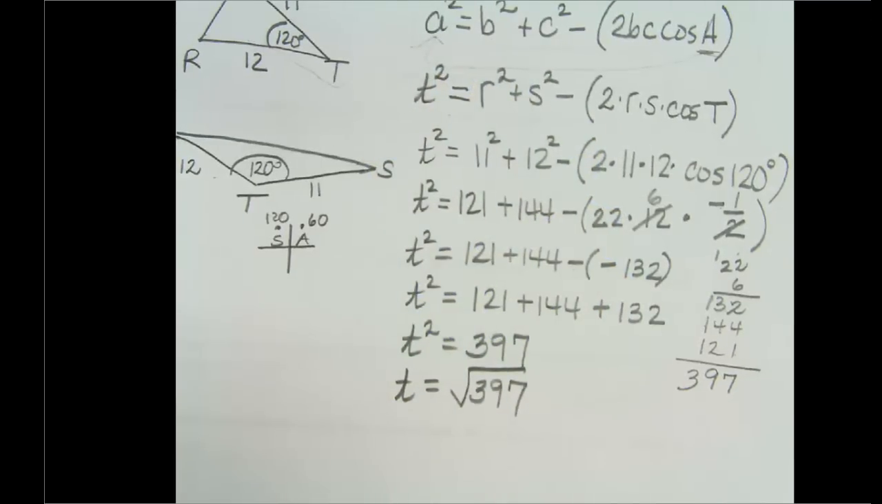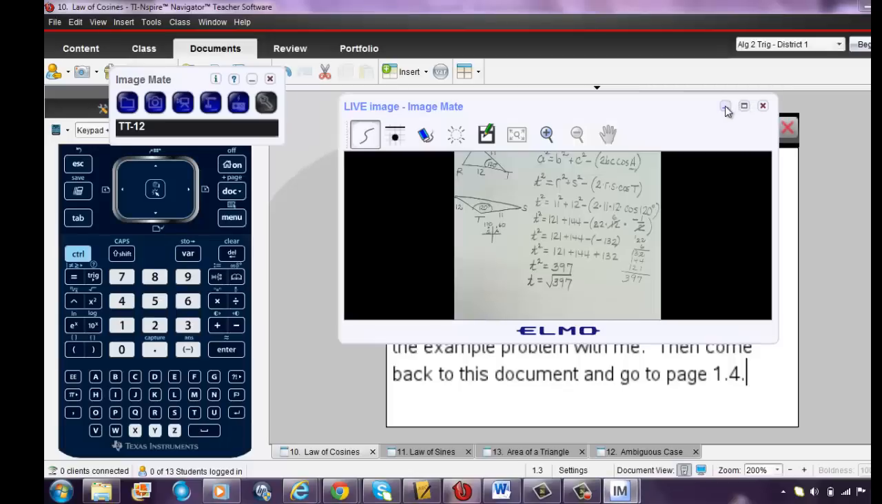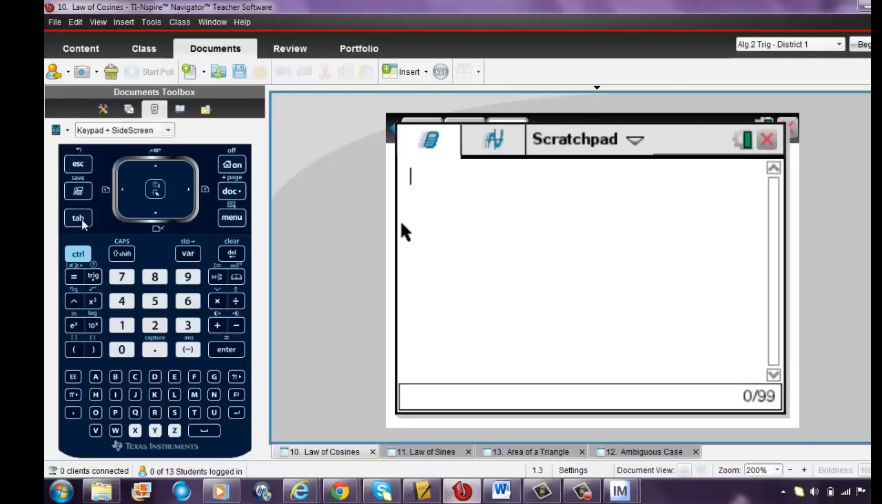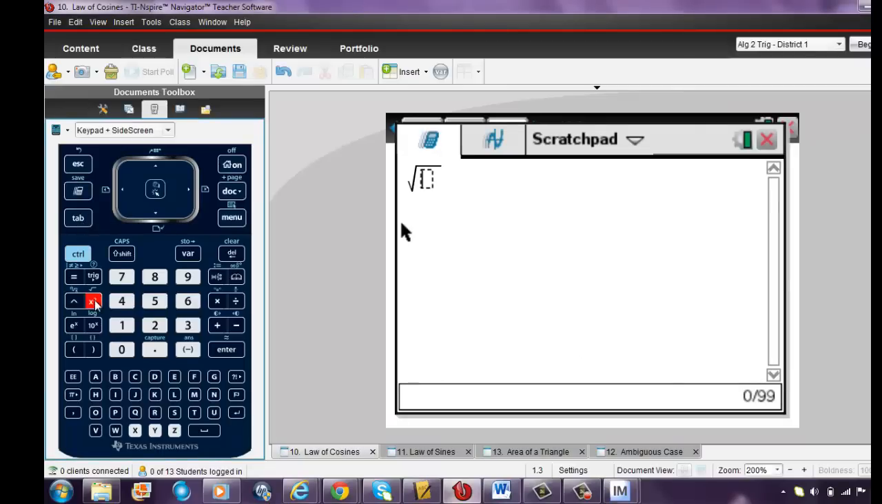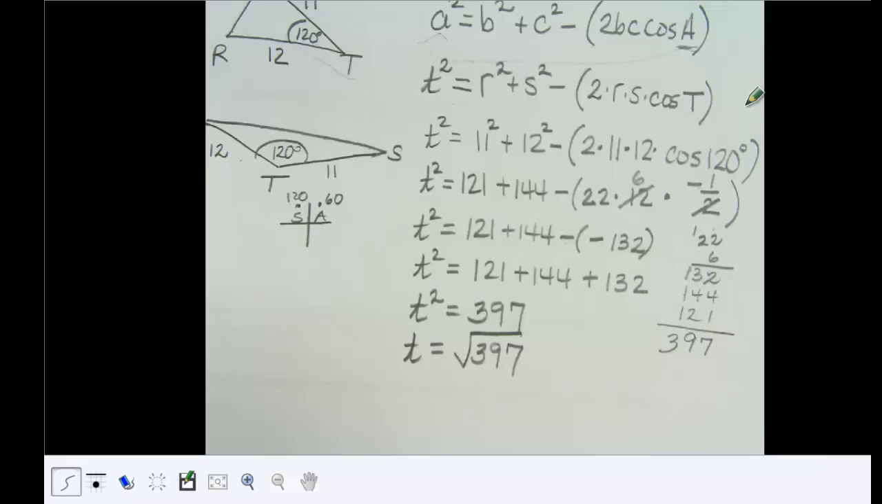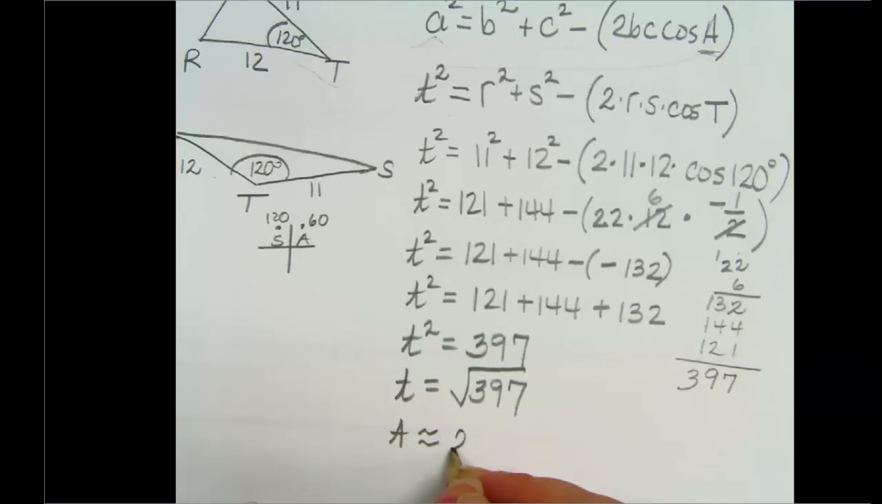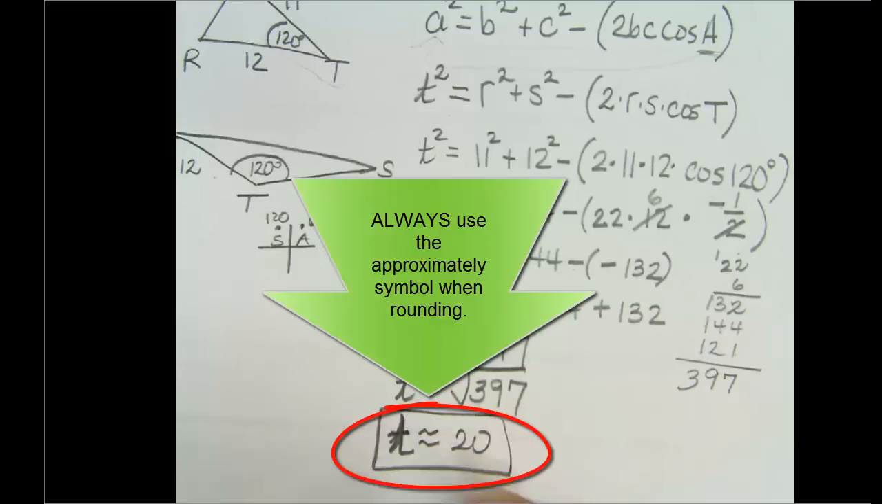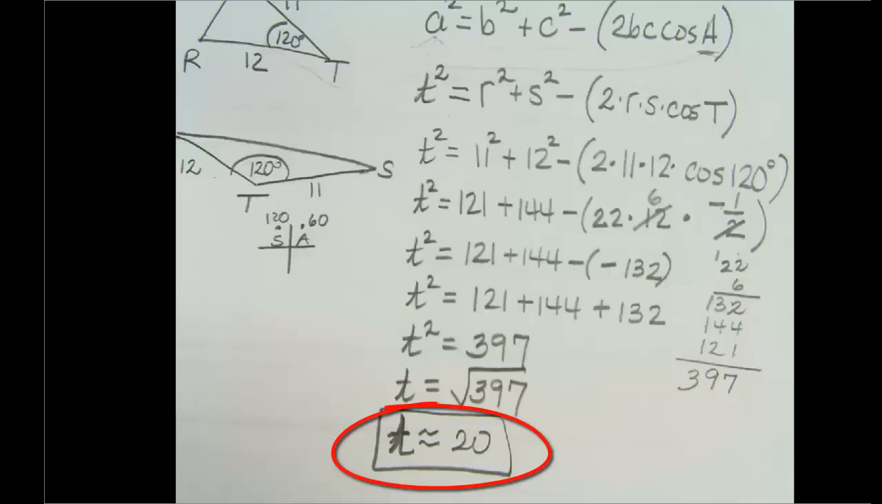So go to your Inspire, grab a scratch pad, and we'll say the square root of 397, and we get to the nearest integer 20. So t is approximately 20, rounded the way we were asked to round. Make sure that looks like a t, not an a. And that's it. That's how the law of cosines works.